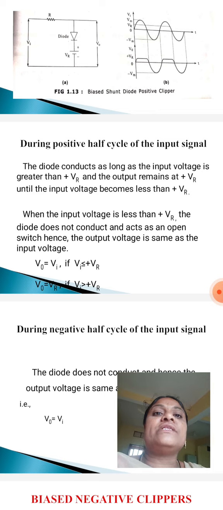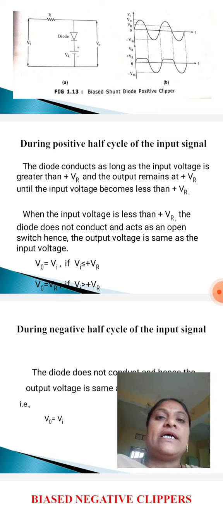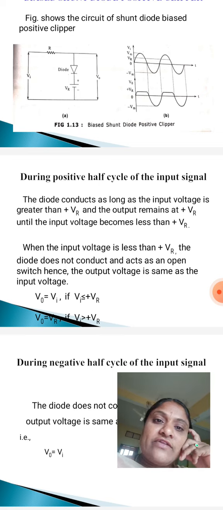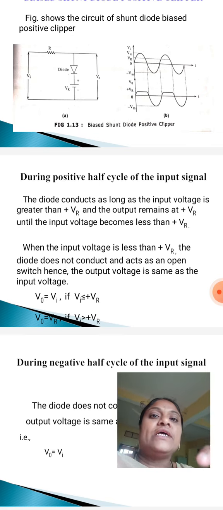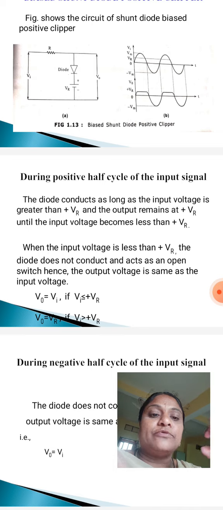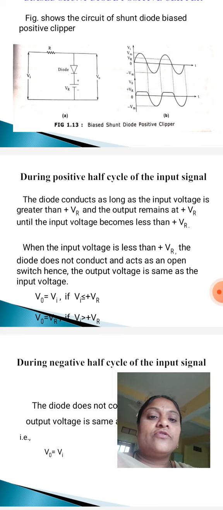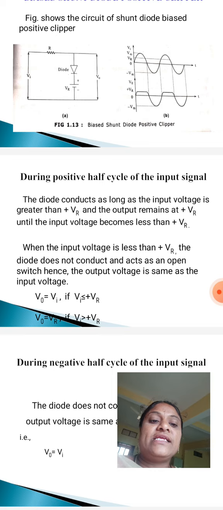First of all, in this case the diode is in reverse bias, so it is an open circuit. No current flows through the circuit, so the input goes to the resistor, and the resistor drops some voltage, that is, the input voltage goes to the output voltage. Therefore, if Vi is less than VR, the output voltage is equal to the input voltage.